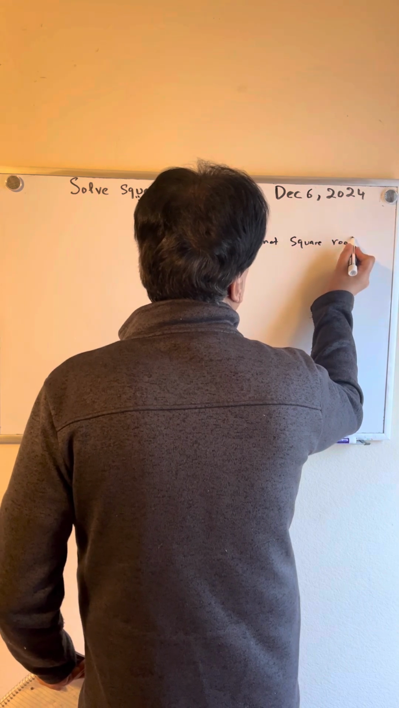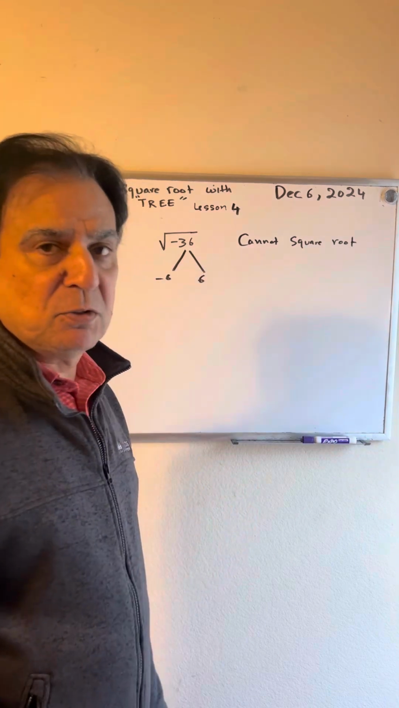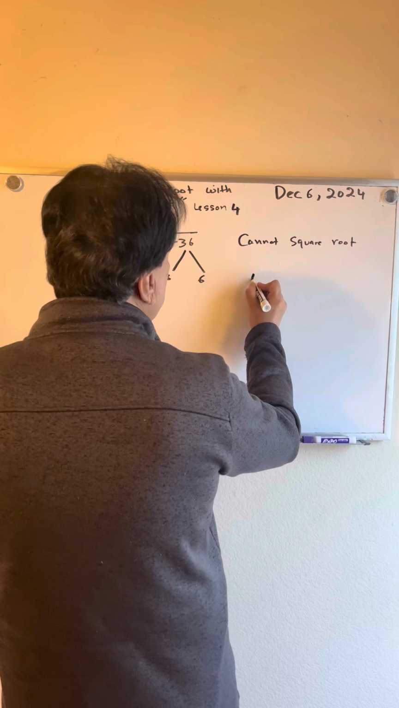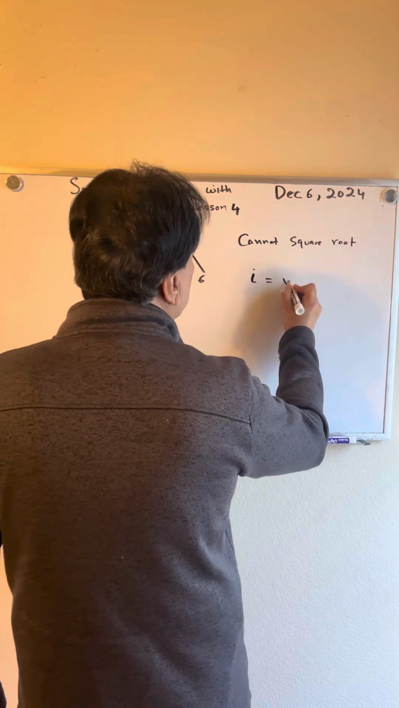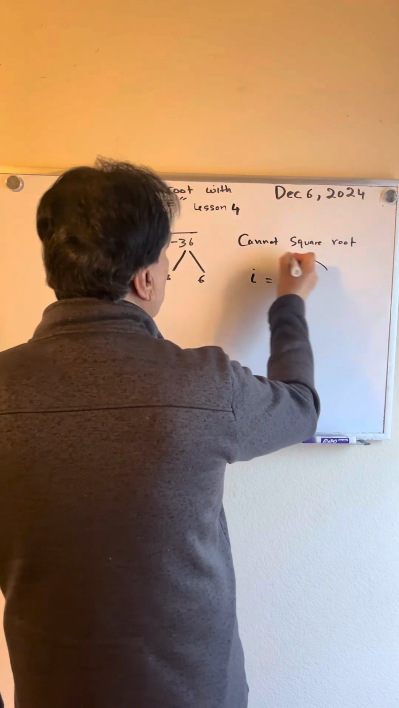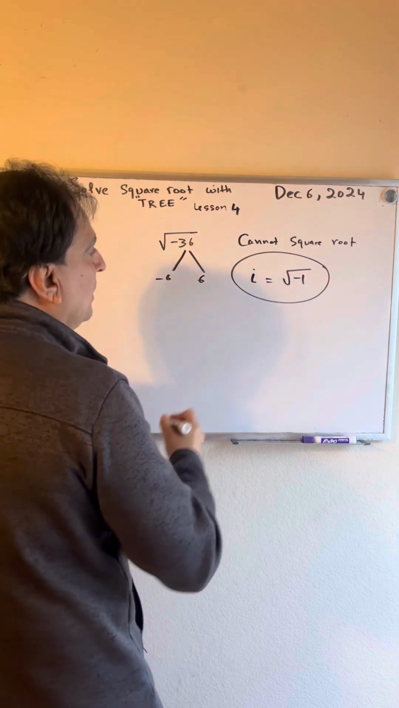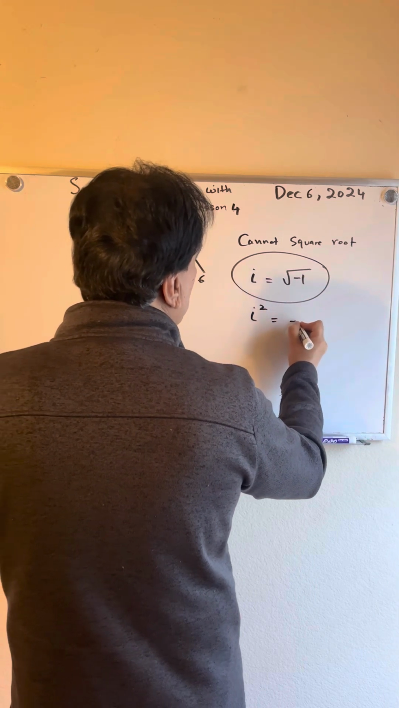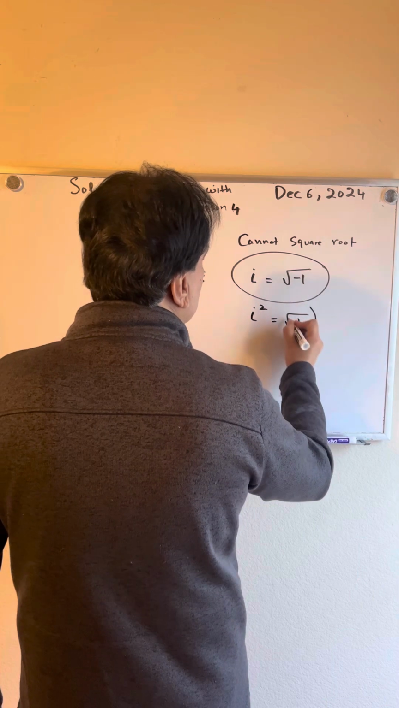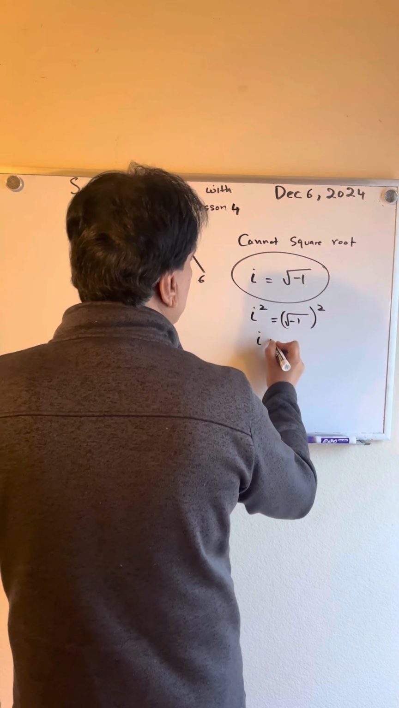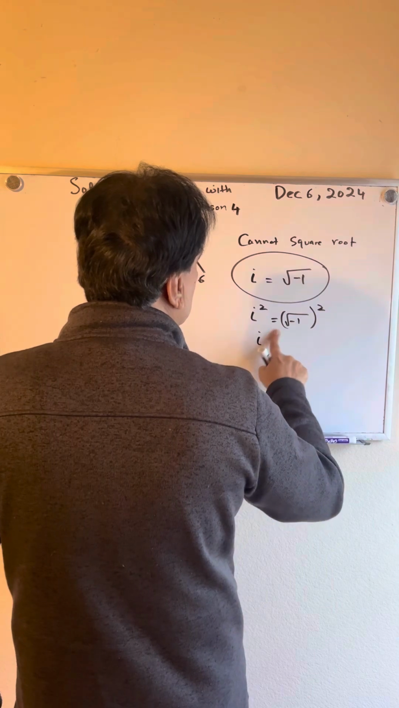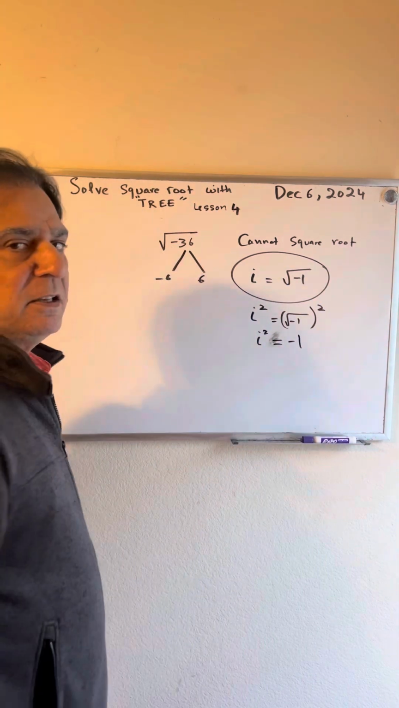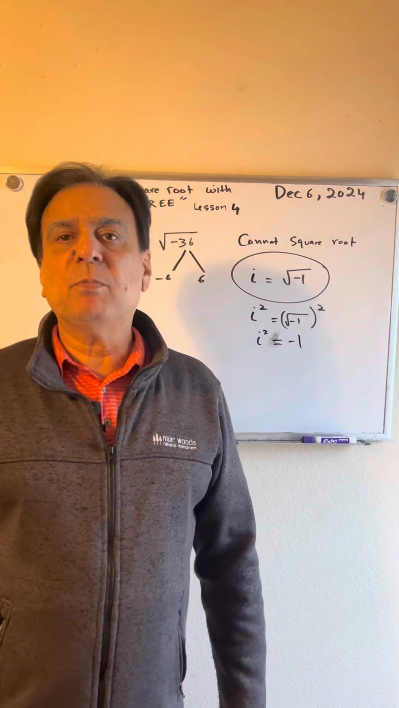What we have to do is, once we get into imaginary numbers, you recall what imaginary numbers are? You have i, and that is equal to the square root of minus 1. Remember that? This is the imaginary number. Then you square both sides, and you get i squared is equal to minus 1. We'll get into imaginary numbers in my upcoming lessons.